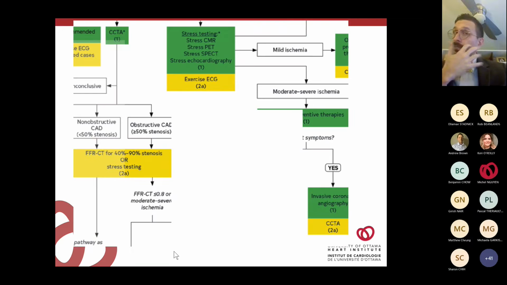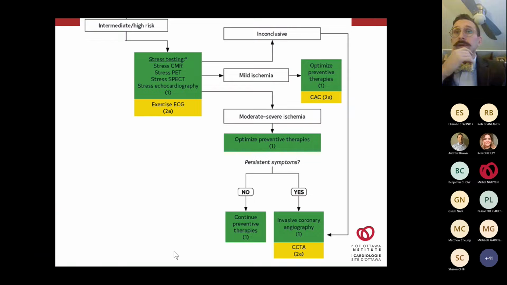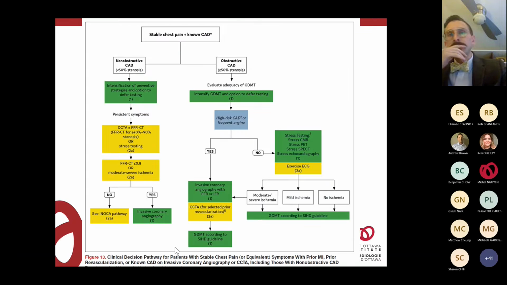For patients that are referred for functional testing, you are looking for high-risk studies, i.e. moderate to severe ischemia. If they have moderate to severe ischemia, you're going to optimize their medication management and see how they do. If they do well, then your job's done. If not, then again, refer for invasive coronary angiography.